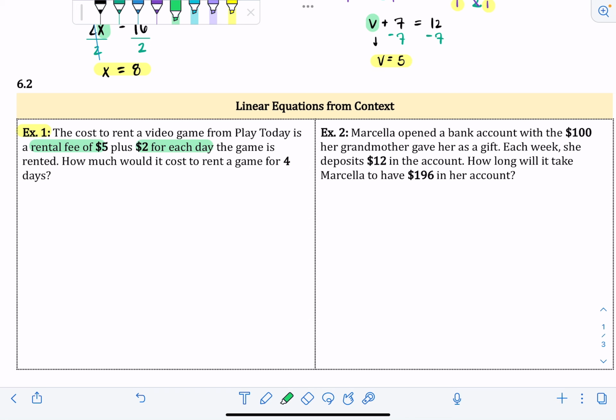So before we get into this problem specifically, every single word problem, or linear equation, has what's called an independent variable and a dependent variable. And usually we use X for independent and Y for dependent. So with this problem, we want to recognize, okay, what are our two variables? What do they represent?